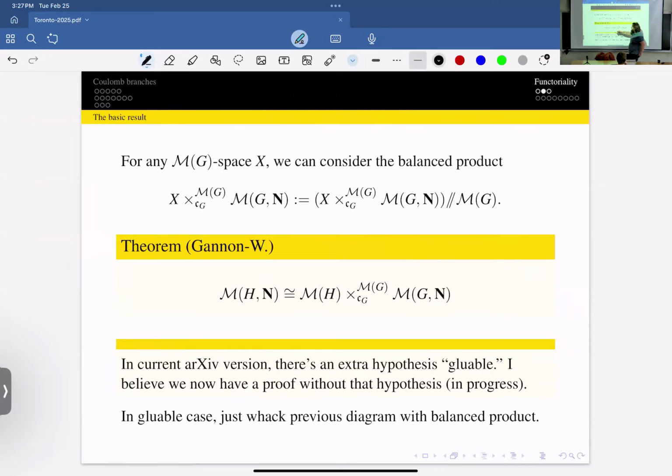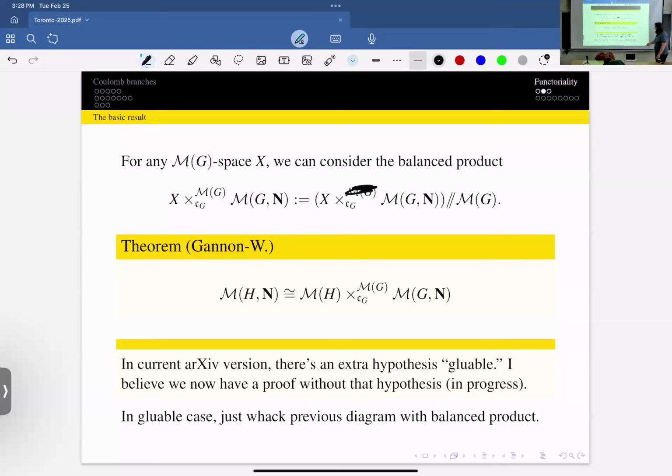If we have a space that MG acts on, we can kind of smash it with the Coulomb branch. So what does that mean? I take the fiber product, oh, whoops, that's a mistake. I take the fiber product over this base with the Coulomb branch MGN, and then MG acts on the whole thing diagonally, and I mod out by that. I'm doing everything in the category of affine schemes. So when I mod out, that just means look at functions, look at ones that are invariant under the group, take spec of that. And that's my balanced product.